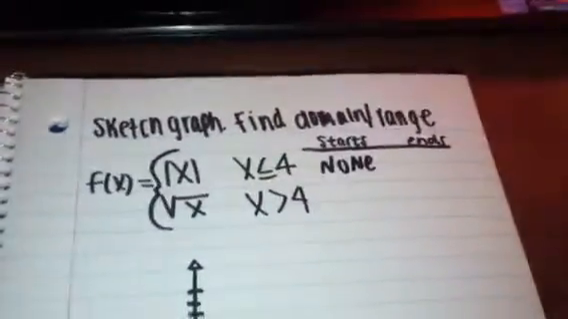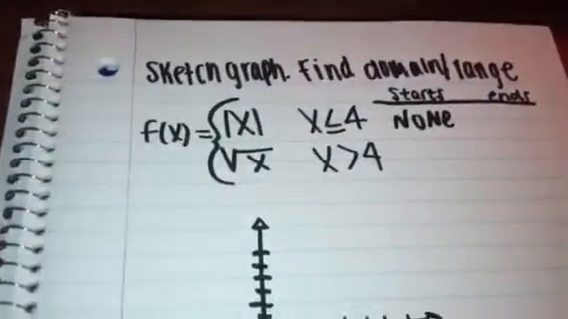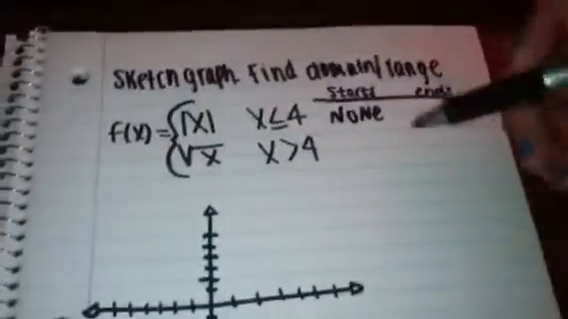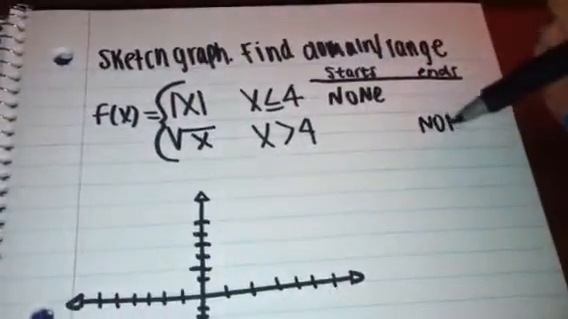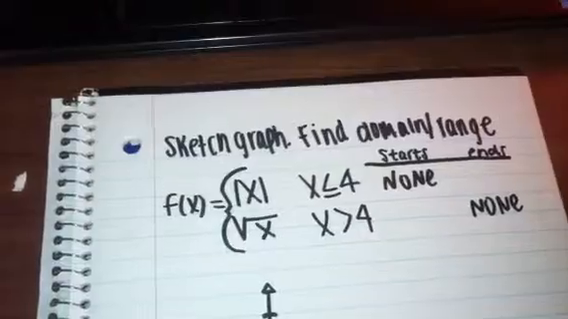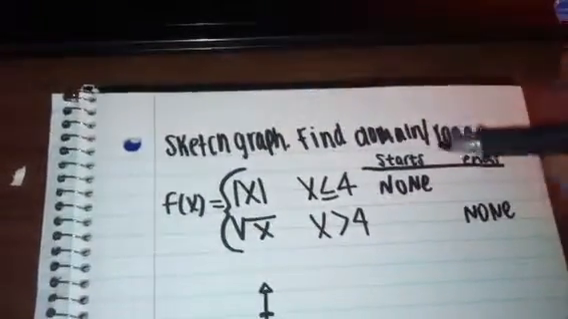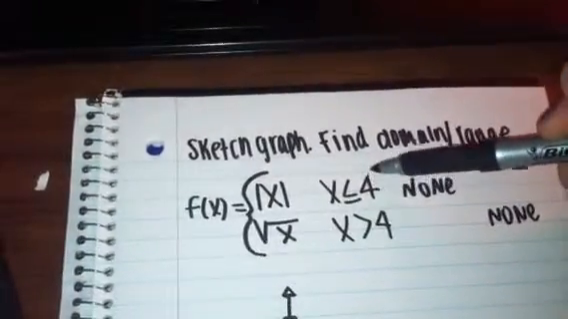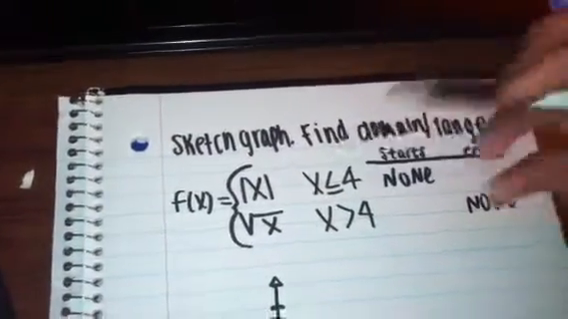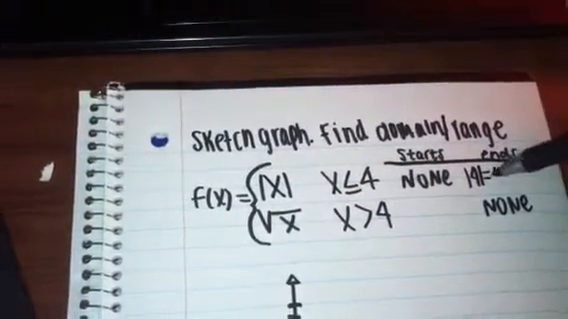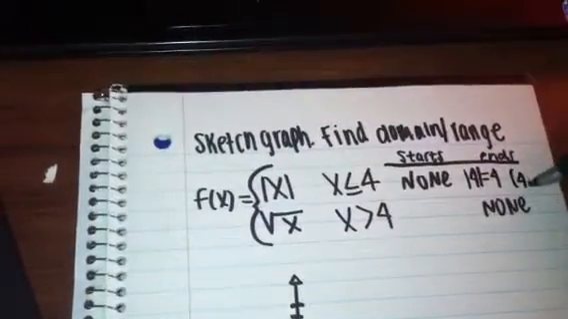And that means, for the second part where it says the square root of x, where x is greater than 4, it doesn't have an end because it's any number greater than 4. But the first equation does have an end, and that's going to be whatever you get when you put the 4 into the equation. So it's going to be the absolute value of 4 equals 4. So it ends at (4, 4).